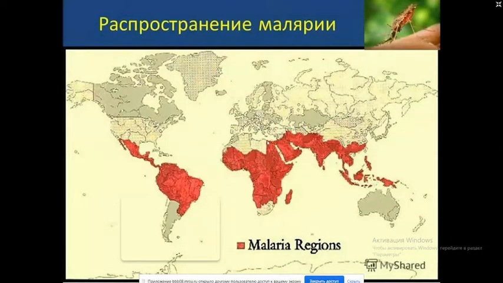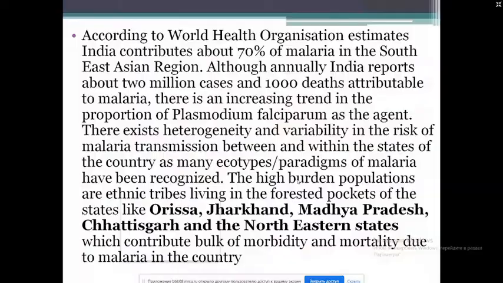On the slide you can see a malaria region, dear students. Here, please, we have Iraq, Egypt, yes? Here, please, we have India, Bangladesh, and other region of Southeast Asia. According to World Health Organization estimates, India contributes about 70% of malaria in the Southeast Asian region. Almost annually, India reports about 2 billion cases and 1,000 deaths attributable to malaria.